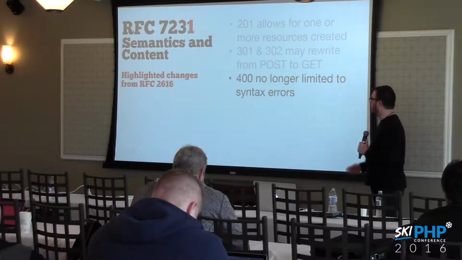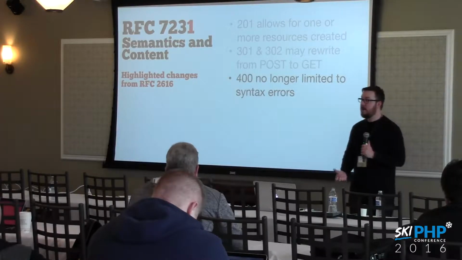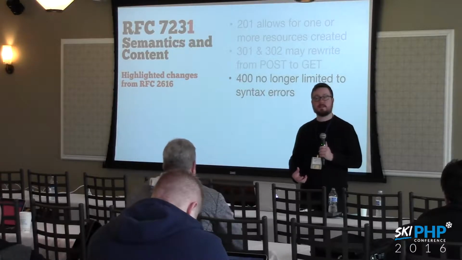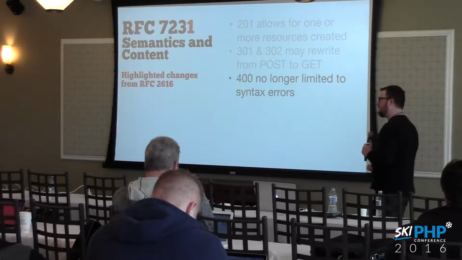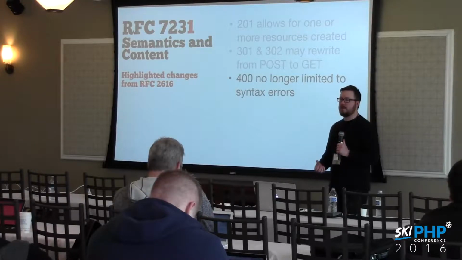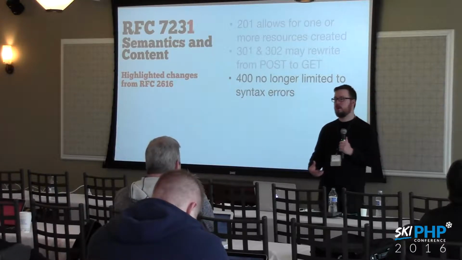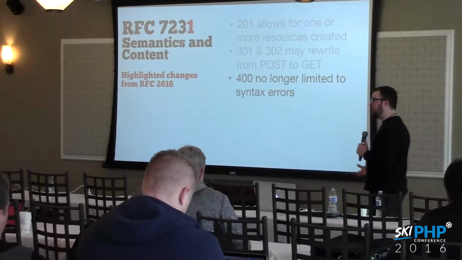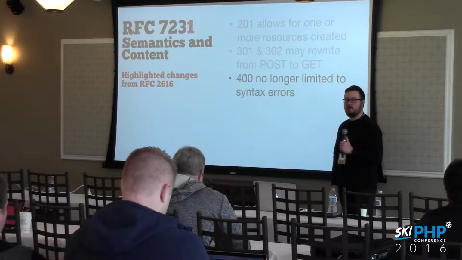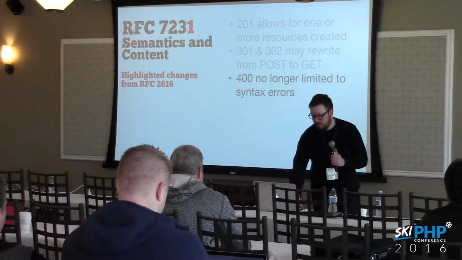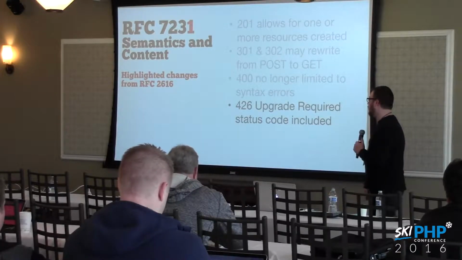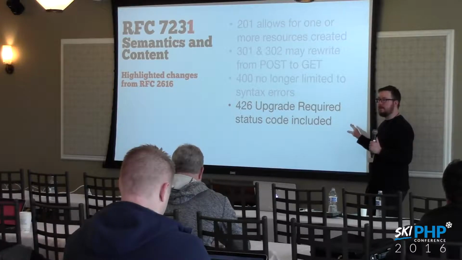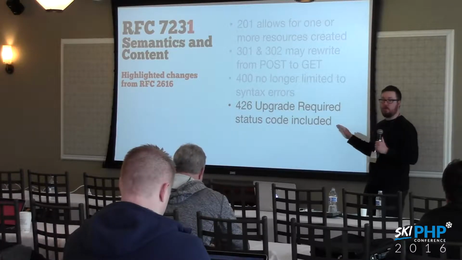Now, 400 is another thing. 400 is a status code that means bad request. And in APIs, a lot of times we'll use this as a generic status code. But in RFC 2616, it says that it's for syntax errors, malformed syntax in the request, which doesn't necessarily mean it applies to malformed API request data. So now they've clarified that 400 is a general error status code, and you may use it for whatever you want. And then they've added this one, 426 Upgrade Required, so that the server can tell the client that they want to upgrade to HTTP2, for example.